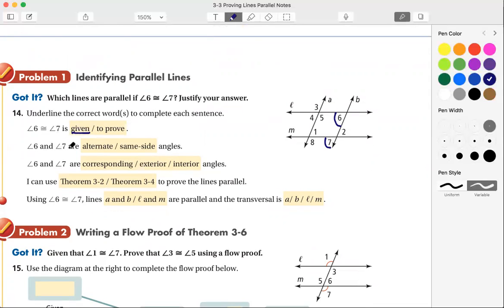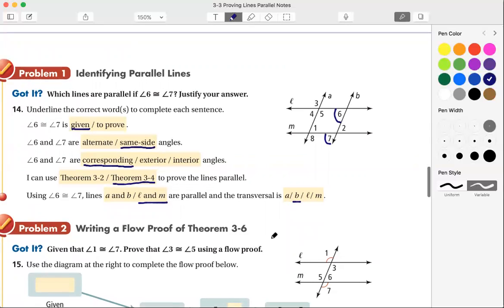6 and 7 are same side angles. They're on the same side of the transversal. So they are corresponding angles. I can use theorem 3-4 to prove the lines are parallel. So using 6 and 7, which lines do I know? Well, the transversal is B, so the parallel lines I'm talking about are L and M. L and M are parallel, and the transversal is B.